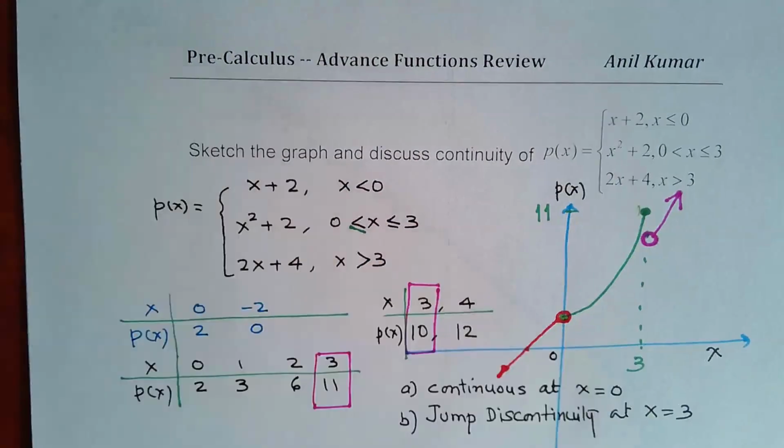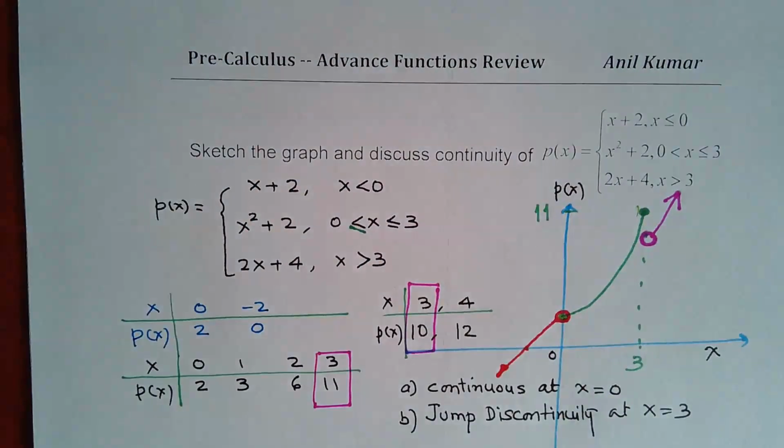Is that clear? And I hope these steps are also clear on how to really sketch a piecewise function. Feel free to ask your questions.